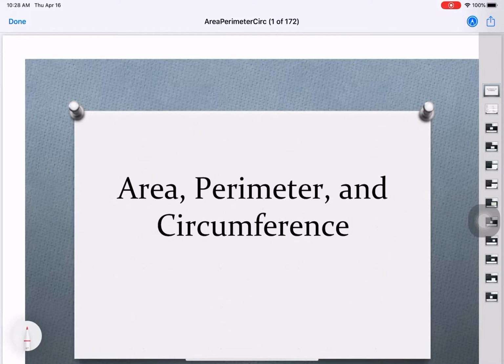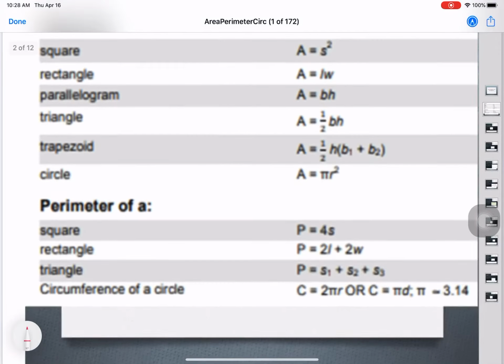Okay, so area, perimeter, and circumference. This is the formula sheet for it, and as you see, area is up at the top, which you really can't see very well, but the formulas for this are really pretty basic, and we'll go through each of these formulas as we look at them. So area and perimeter, and then circumference is included in that because circumference is of a circle.